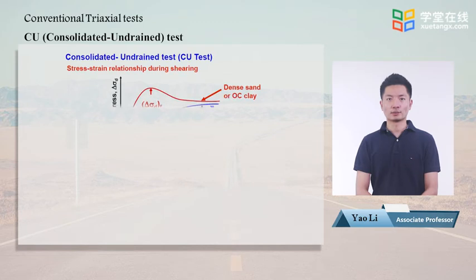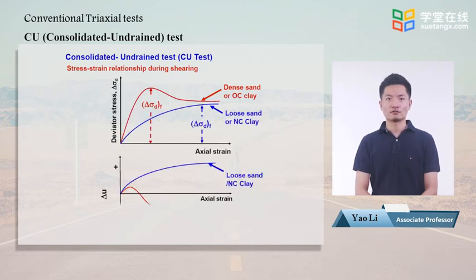Those figures show typical results of a CU test for dense sand or over-consolidated clay with increasing axial strain, which is caused by the continuous movement of the load rod. Deviatoric stress increases first and then decreases till a constant value is reached. Its excess pore water pressure increases first and then decreases. For loose sand or normally consolidated clay, with increasing axial strain, deviatoric stress continuously increases. Its excess pore water pressure continuously increases.